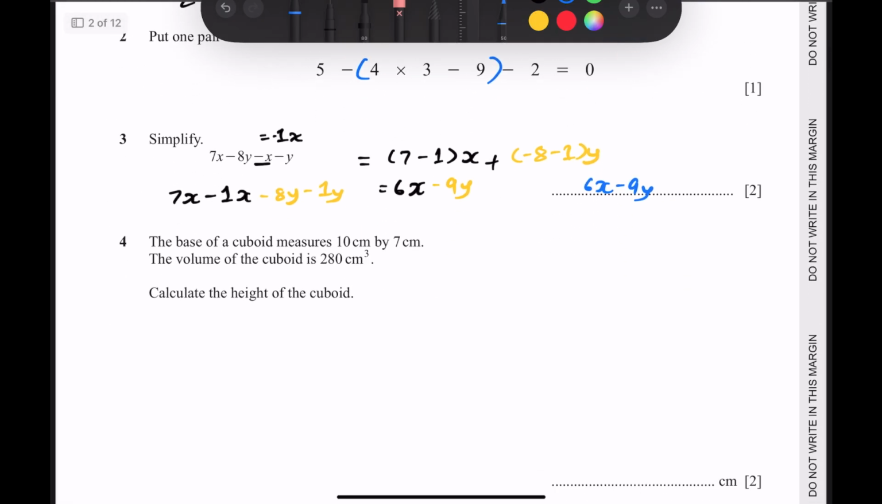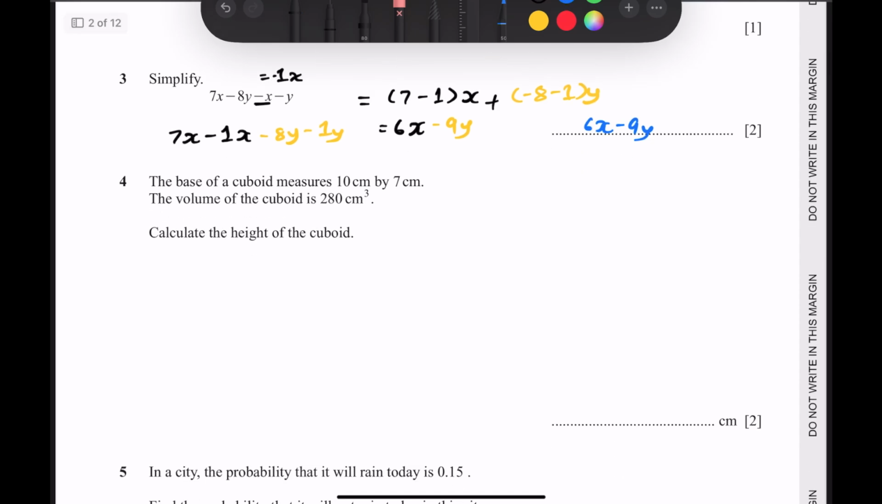Question 4 says that the base of a cuboid measures 10 centimeters by 7 centimeters and the volume of the cuboid is 280 centimeters cubed. Calculate the height of the cuboid. So the volume of the cuboid is equal to the base area times the height, and this is always true for any cuboid, which means that you have to memorize this formula before the exam.